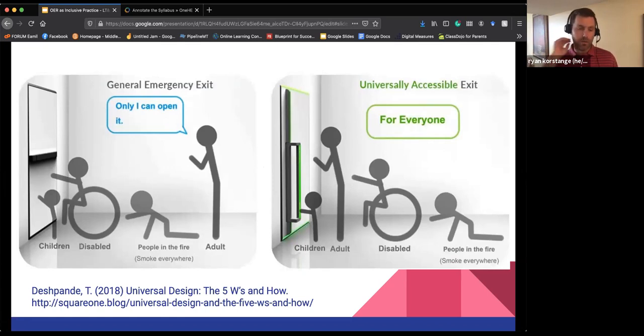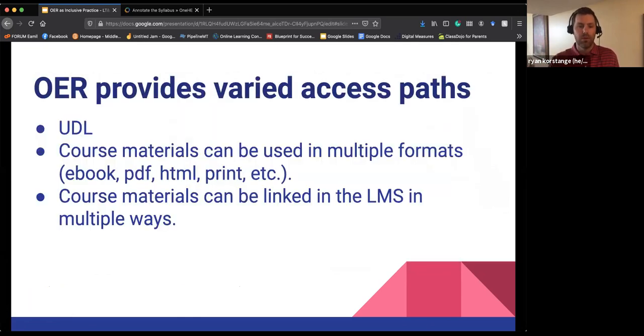This is an interesting example of a fire door. We can see that design choices about how people interact with a door and manipulate that access point impact the people who can easily use that access point. And by making a choice that's good for everybody, everybody benefits from it. We can do the same thing with OER.